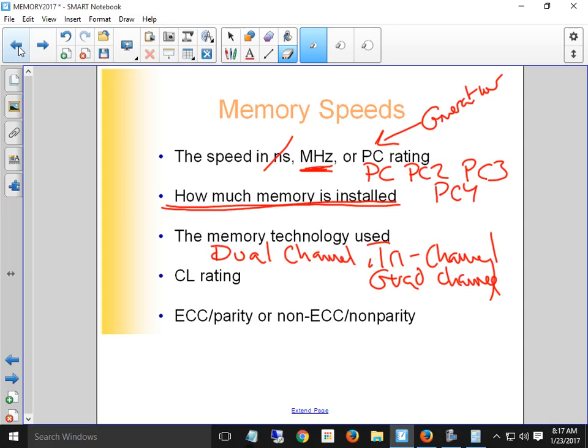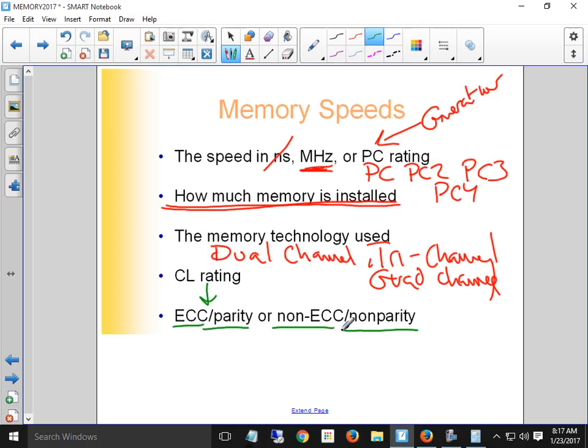Otherwise, it goes around and says, okay, we're writing this trip. Okay, we're reading this trip. And it's supposed to be slower if you don't use it that way. CL rating we already talked about. That's the latency that it takes to write, and a lower number is better. And then we've got error correcting code or parity bits or non-error correcting codes or non-parity bits. Those all affect the speed of our memory. Okay? So we've got those things.